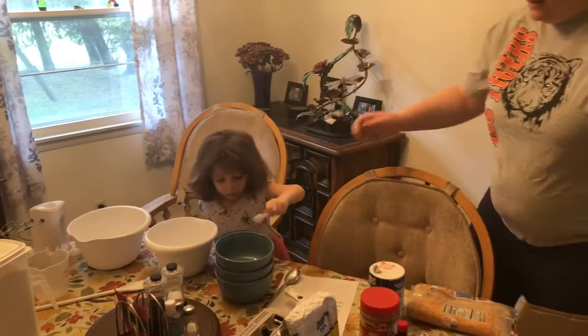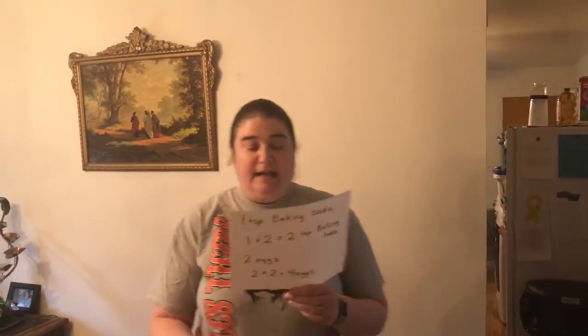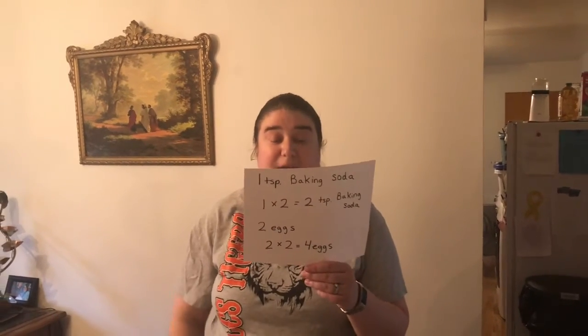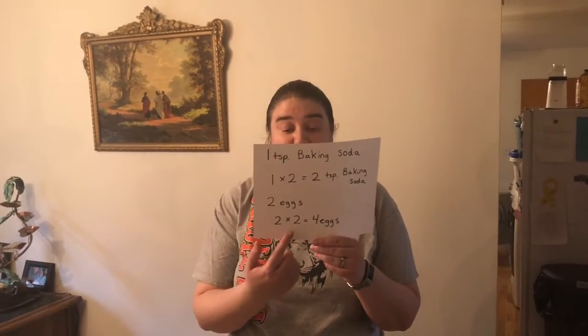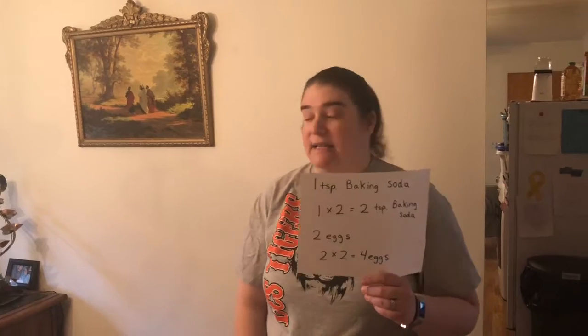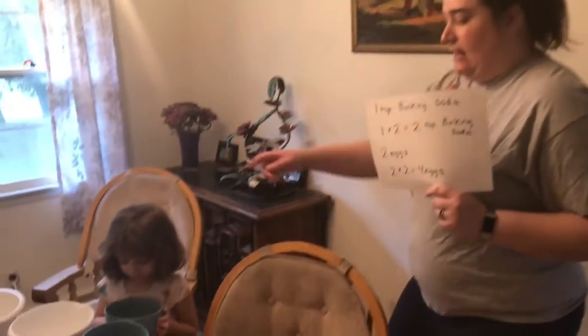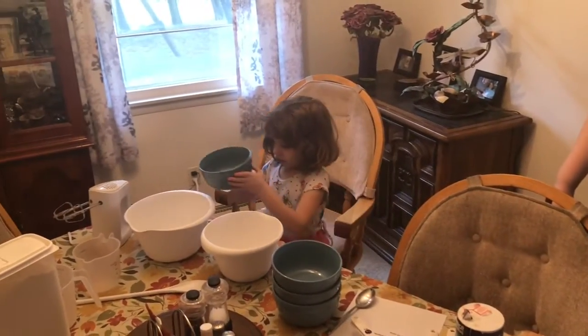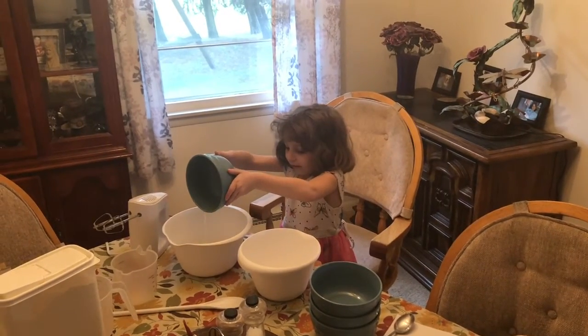Nice job. And then put the eggs. Not yet. Oh no. Next I have 2 eggs. If I double my recipe, 2 times 2 gives me 4 eggs. I need to put 4 eggs in. Caitlin, put the eggs in with the butter. Nice job.